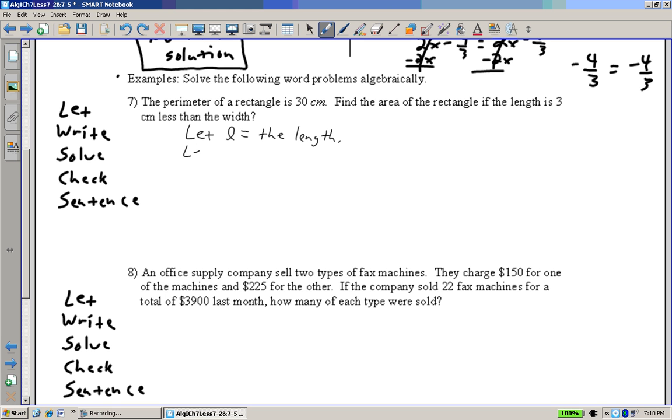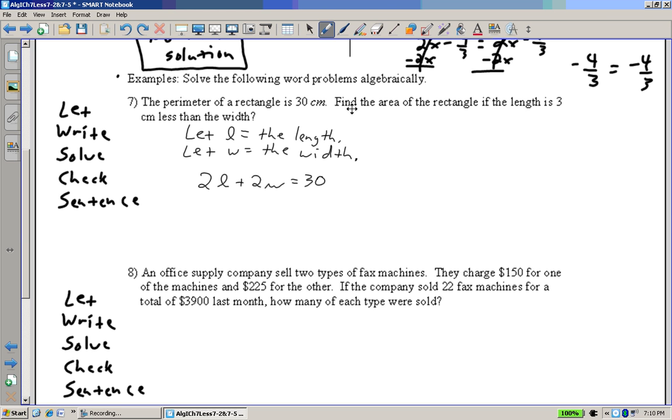Also, we need to let W equal the width. Now, they say the perimeter is 30 centimeters. Well, we know something about the perimeter of a rectangle. We know that 2 lengths plus 2 widths equals the perimeter, which in this case is 30. So that's given me one equation.